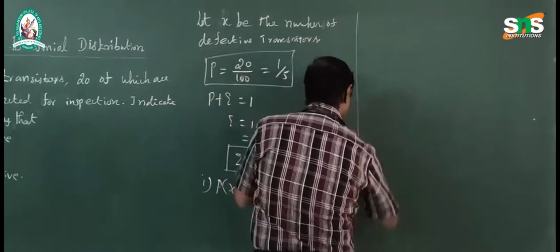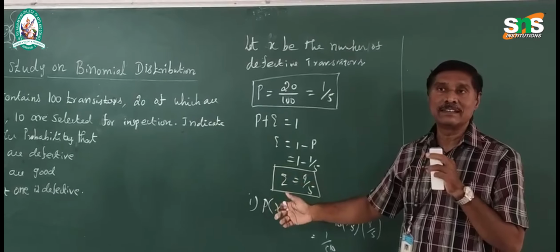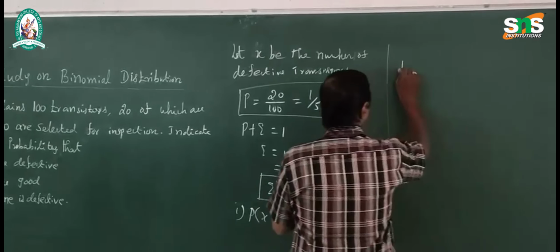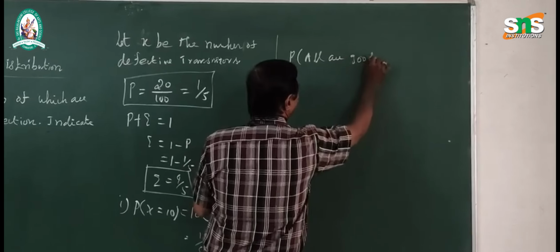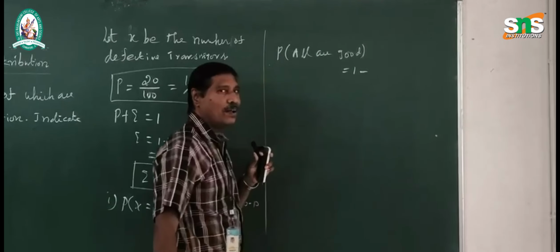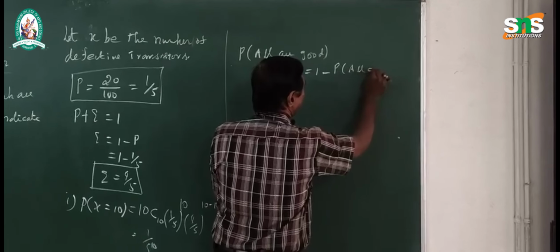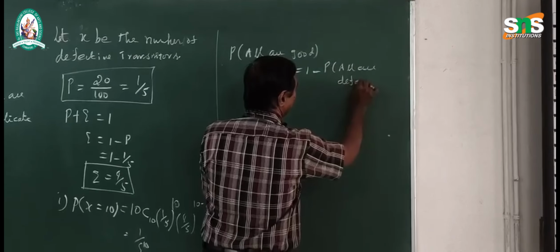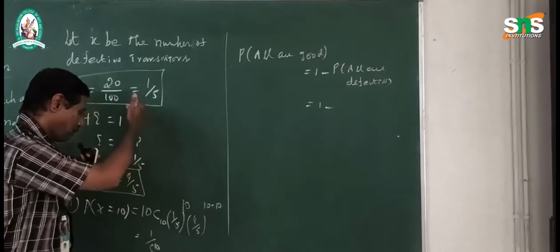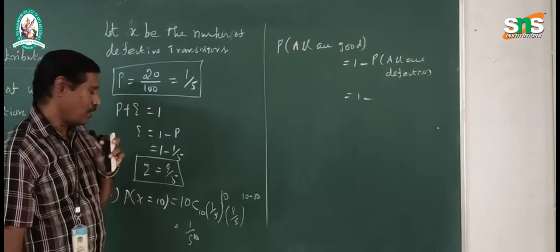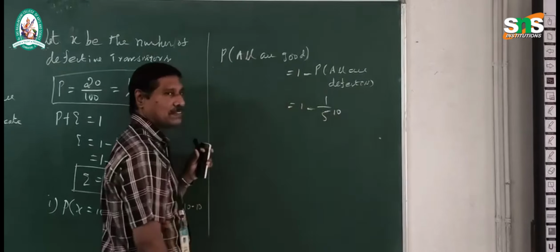Next, we go to the second question. Find the probability that all the 10 transistors are good. The probability that all are good is equal to 1 minus the probability that all are defective. Already we found the probability that all 10 transistors are defective, so it is 1 minus 1 by 5 power 10. This is the answer for the second one.